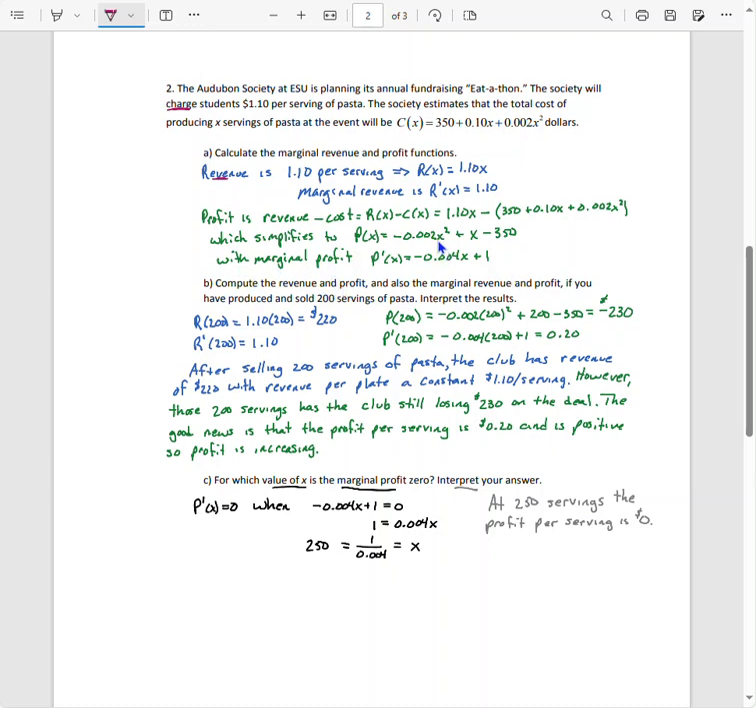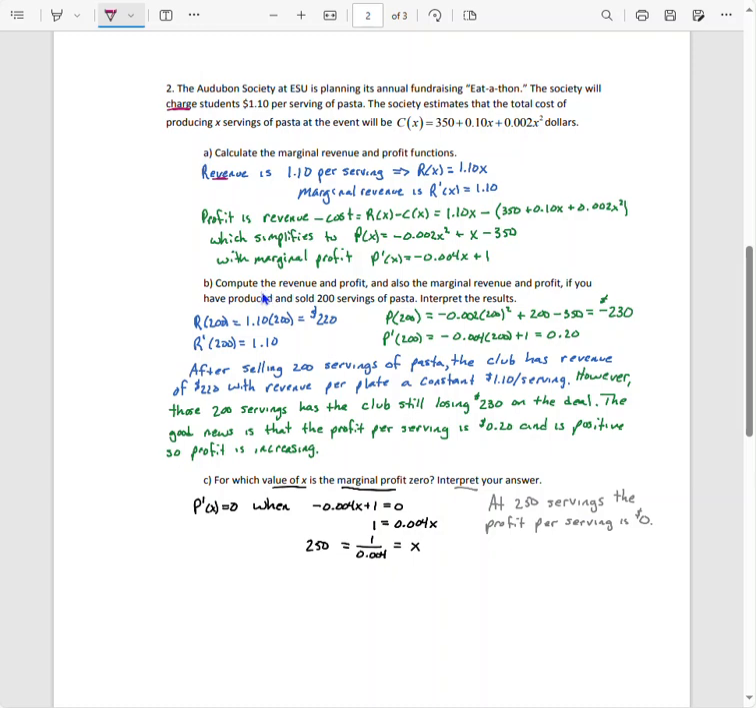Marginal profit, now I could take the derivative, that negative 0.002x squared. So I'm going to multiply by 2. I'll get negative 0.004x. 2 minus 1, so my exponent is 1. The derivative of 1x is 1. And the derivative of any constant is 0, so I didn't bother writing it. I have my marginal revenue, I have my marginal profit, I have my profit and my revenue.